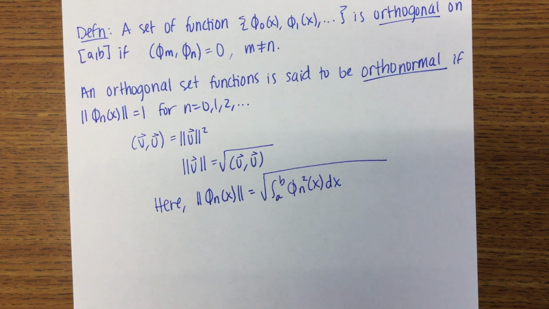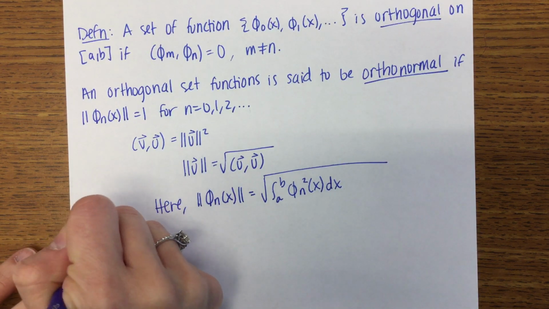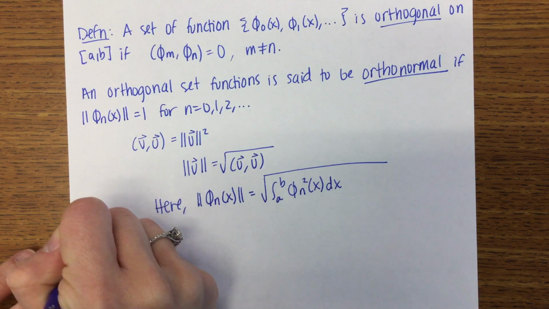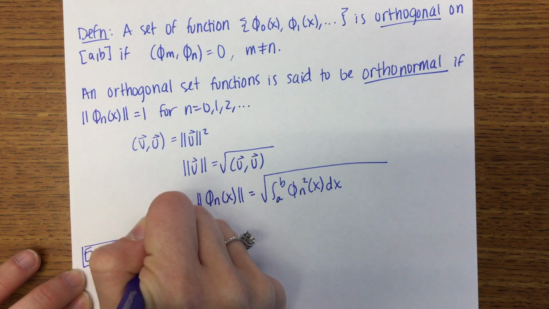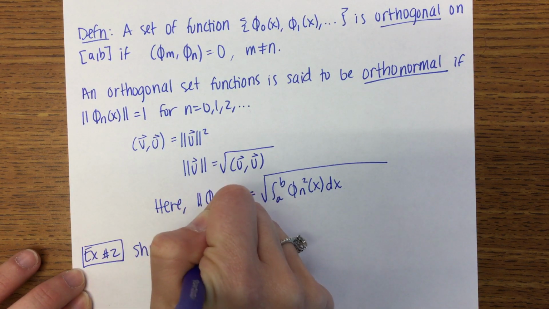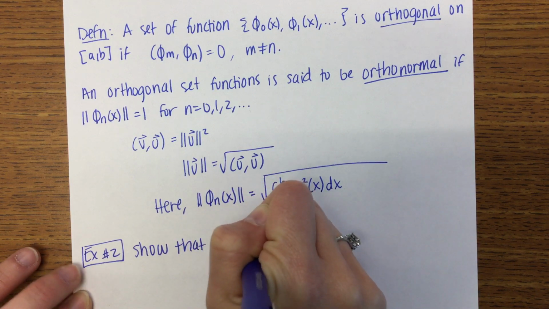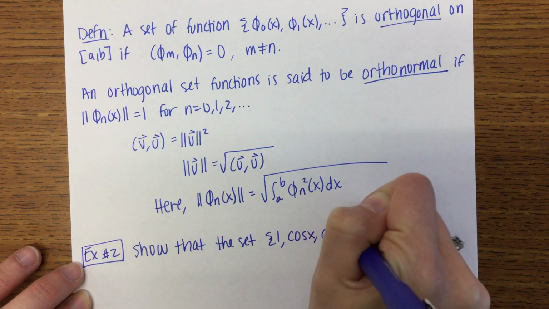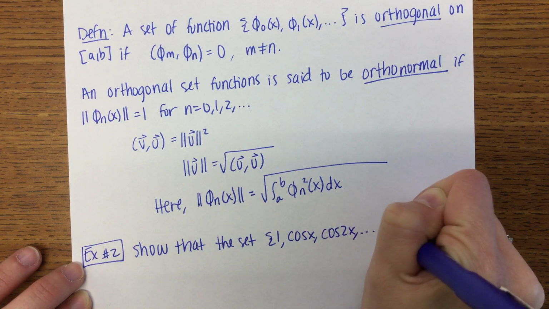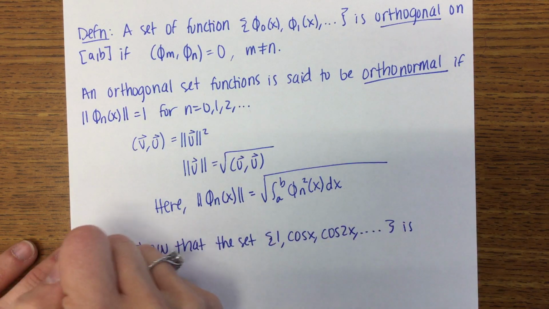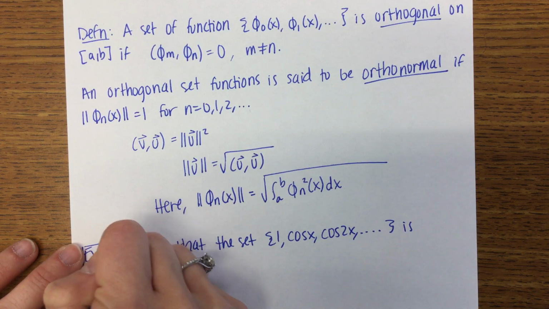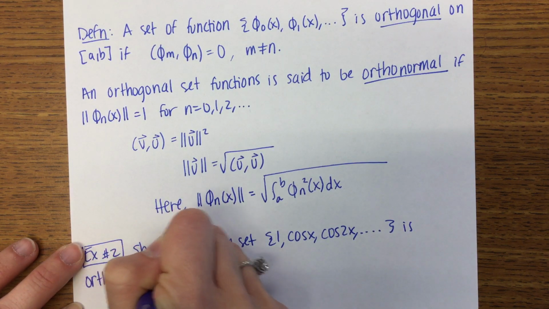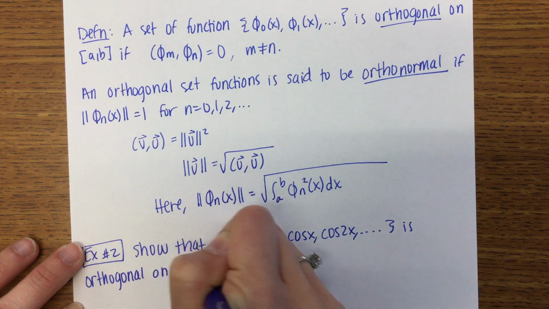So often you're going to have a set that has some common characteristic. You're not just going to have a bunch of random functions. So here's an example. Show that the set 1, cosine of x, cosine of 2x, etc. is orthogonal on negative pi to pi.